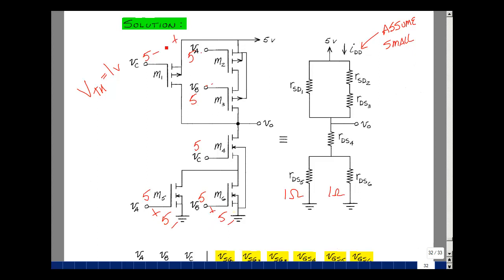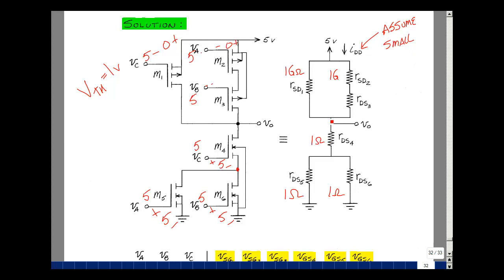The voltage across here and here is 5 minus 5 or 0. Guess that this is in cutoff. Voltage between here and here is 5 minus 5, which is 0. So that would also be in cutoff. Now having 1 ohm here, that's going to make this voltage approximately 0. So it's going to make this 5 volts minus 0, 5 volts. And again, I guess that that's in the ohmic region.